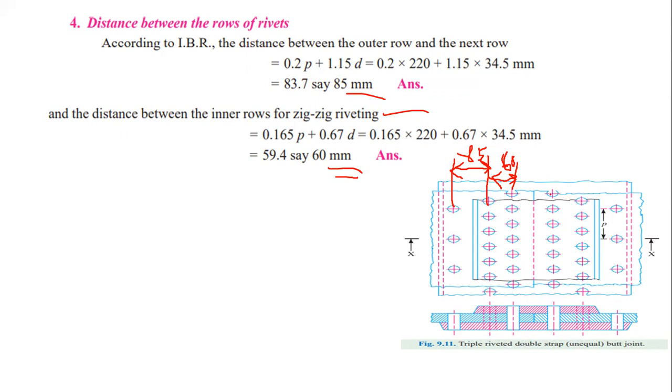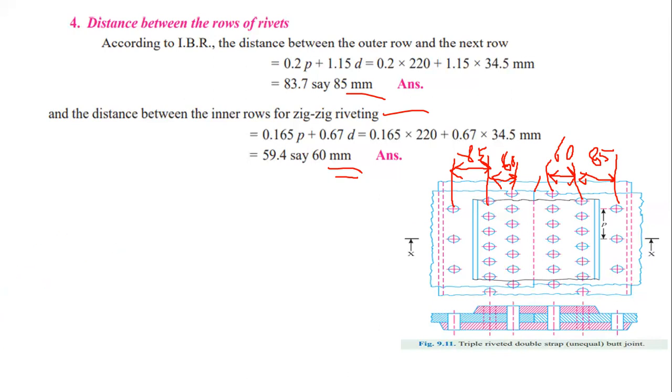And this one is also the same. This is the inner row, that is 60 mm for inner rows. For outer rows, 85 mm. And this is the margin, from here to here, margin from here to here.